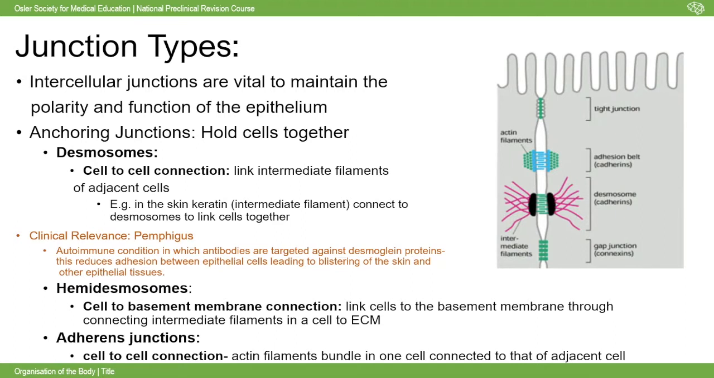In a similar vein, we have hemidesmosomes, which again use intermediate filaments within the cells. These are proteins such as keratin, but instead of connecting cells to cells, these connect the cell to the basement membrane. So you're providing another structural support in which the basal cells of your epithelia are attached to your basement membrane, ensuring that they are secure. You also have adherens junctions. These are again cell-to-cell connections like desmosomes. However, these use actin filaments, in which actin filaments are connected from one cell to that of an adjacent cell.